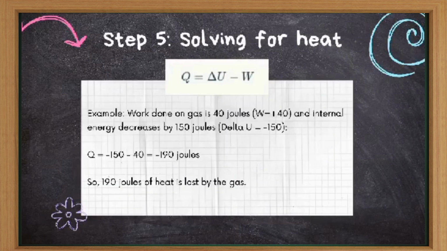Step 5. Solving for heat. If given work and change in internal energy, solve for Q by rearranging: Q equals delta U minus W. Example: work done on the gas is 40 joules and internal energy decreases by 150 joules. Q equals negative 150 minus 40 equals negative 190 joules. So, 190 joules of heat is lost by the gas.